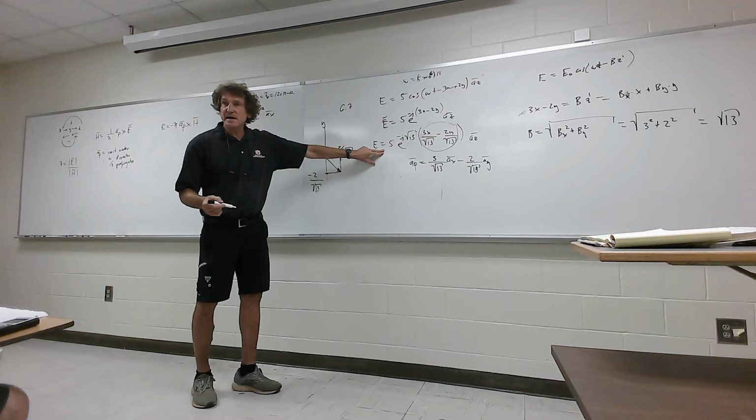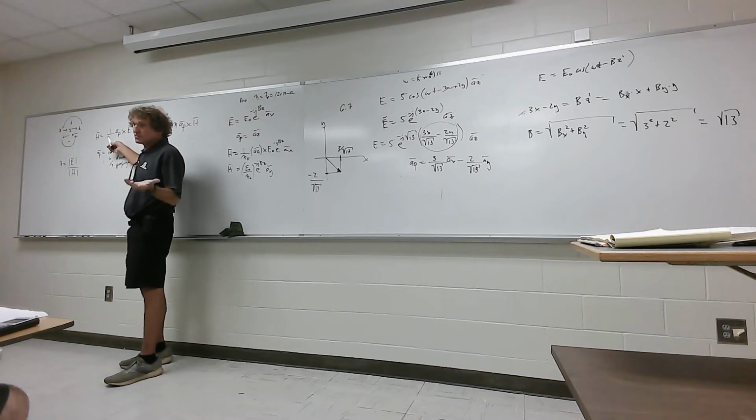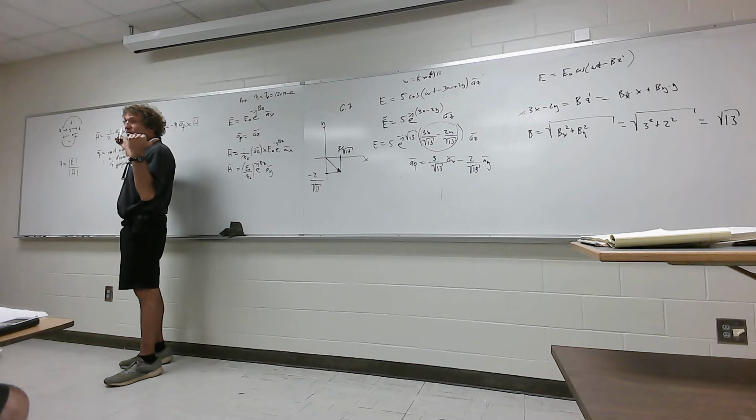Now, if I wanted to get the H field, what would I do? Well, I'd go up here and I'd say 1 over eta, assume it's free space. Then I'd take that unit vector and I'd have to cross it into that E field. Do you all follow me, class?